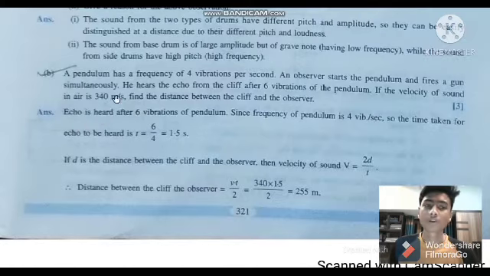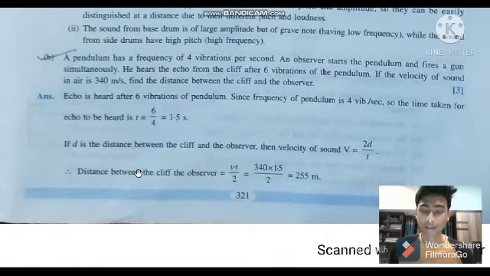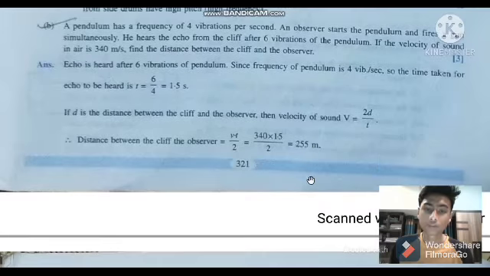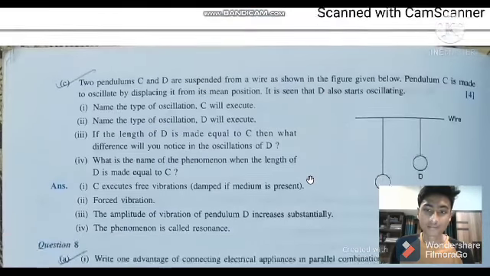So what's going to happen is that you calculate the 6 vibrations. Since it's 4 vibrations per second, for 6 vibrations the time would come as 6 by 4, which is nothing but 1.5 seconds, the total time taken. By putting the formula of echo, you solve v is equal to 2d upon t. Ultimately d is going to be vt upon 2. So v is given to you 340 into 1.5, which is your time, upon 2, which is nothing but 255 meter. That's going to be your answer.